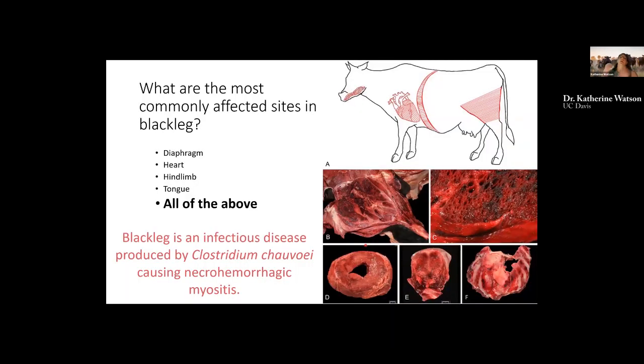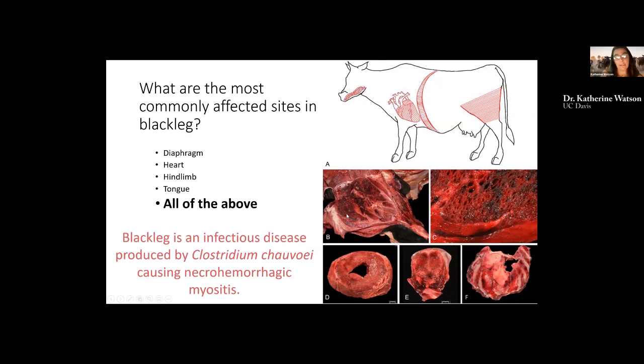All right, so the most commonly affected sites in blackleg were all of the above. So here is a schematic that came from a recent review article by one of the California Animal Health and Food Safety pathologists. His name is Francisco Uzal. He's actually the top veterinarian who studies this disease, and he knows the most about it. You can see that it happens in those hind limbs, the diaphragm, the heart, and the tongue.